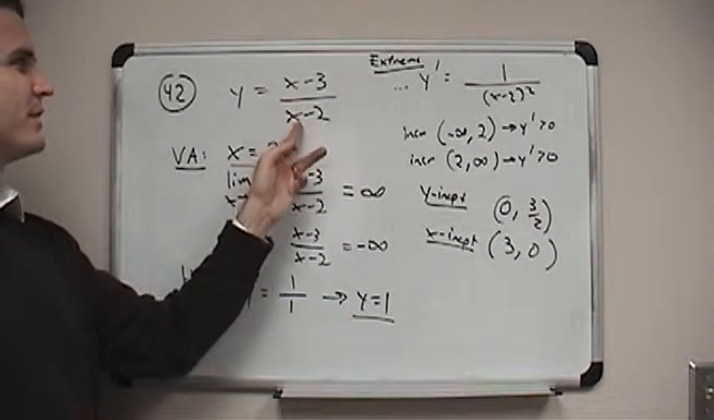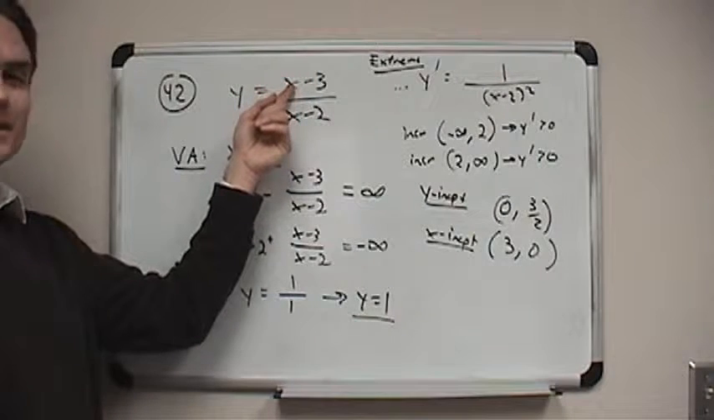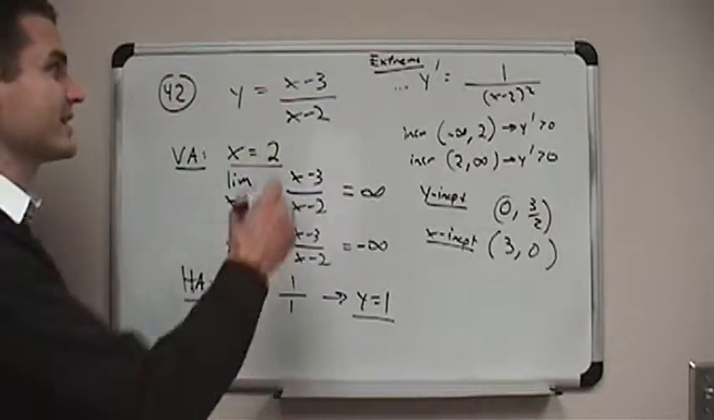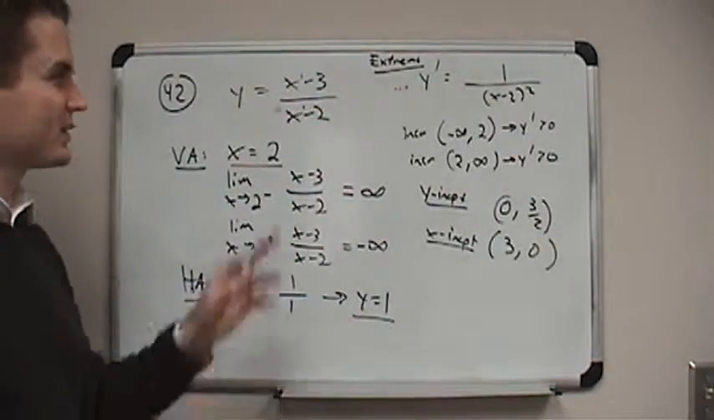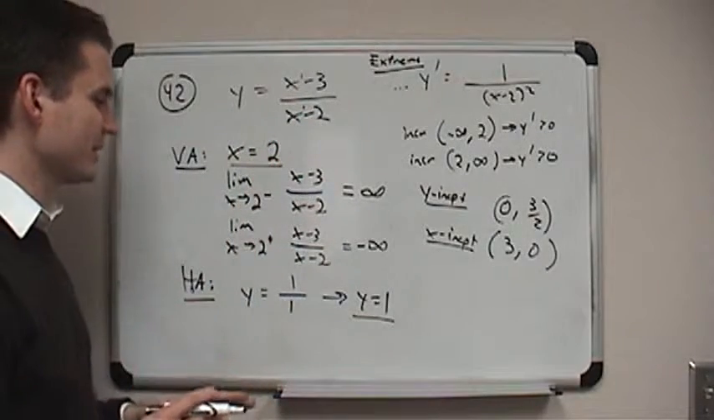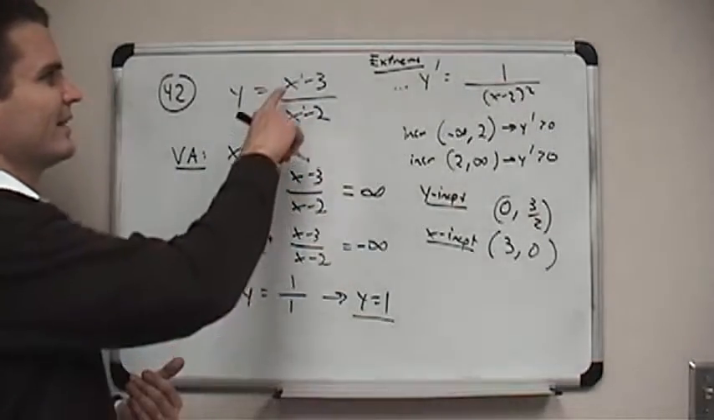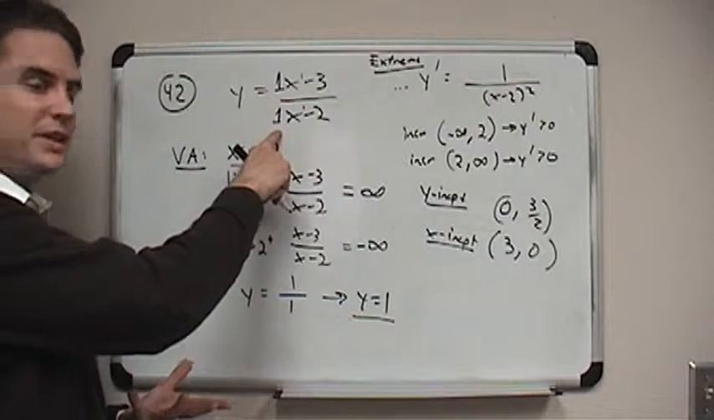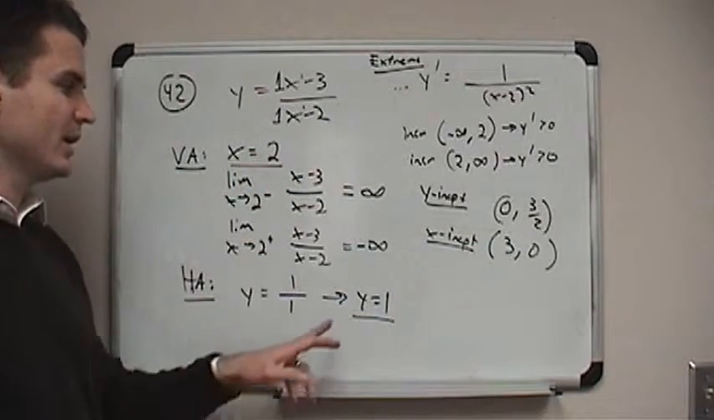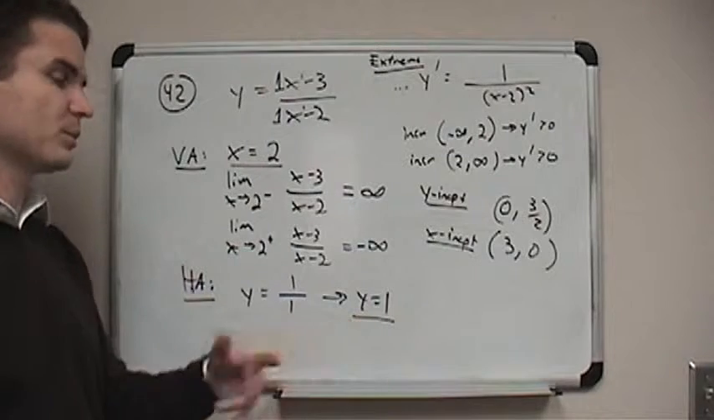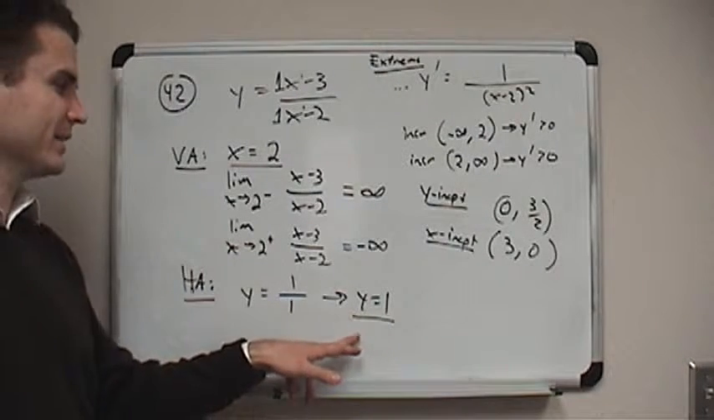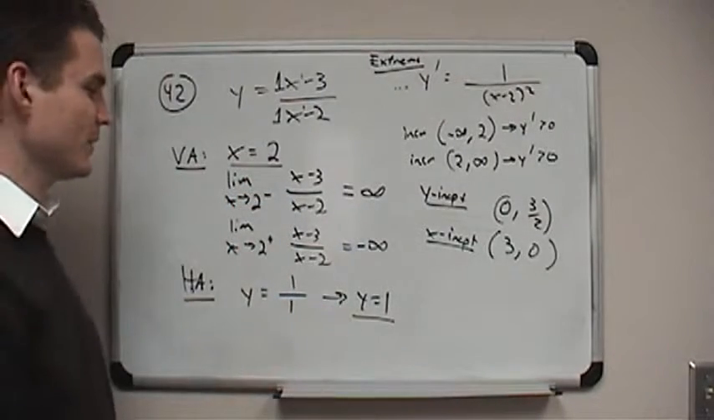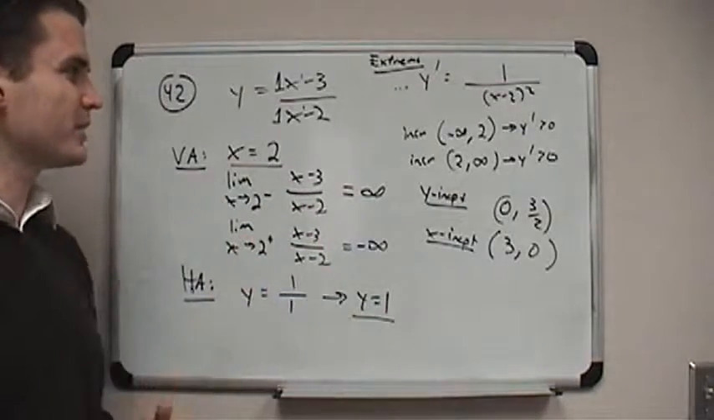They say if you have a rational function and the degree is the same, which it is here, degree 1 in the numerator and degree 1 in the denominator, the largest power of x is x to the first power in both. So you have a horizontal asymptote, found by taking the leading coefficient of the numerator, which is 1, and dividing it by the leading coefficient of the denominator. So the horizontal asymptote will be y equals 1 over 1, or y equals 1. That's a horizontal line. Now remember, vertical asymptotes are x equals a number, horizontal ones are y equals a number. So two asymptotes, one vertical, one horizontal.